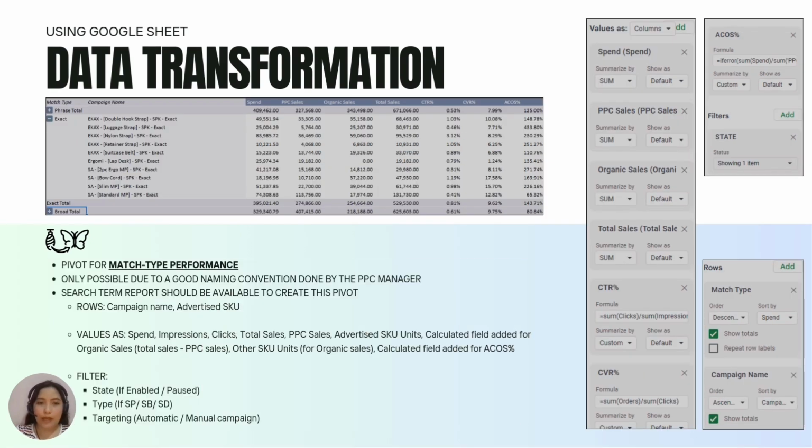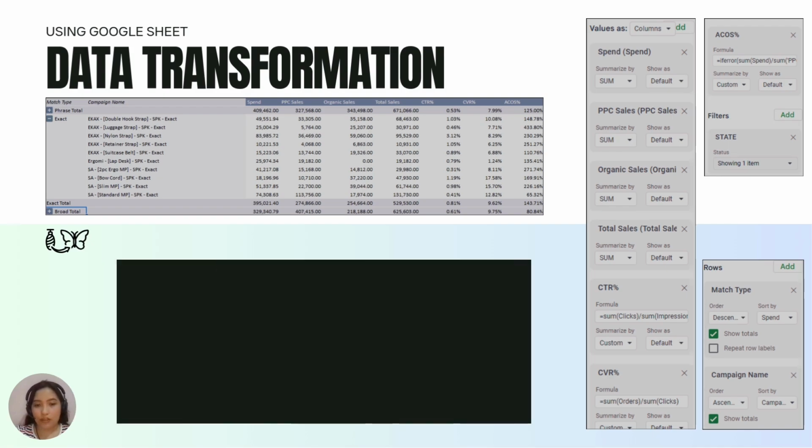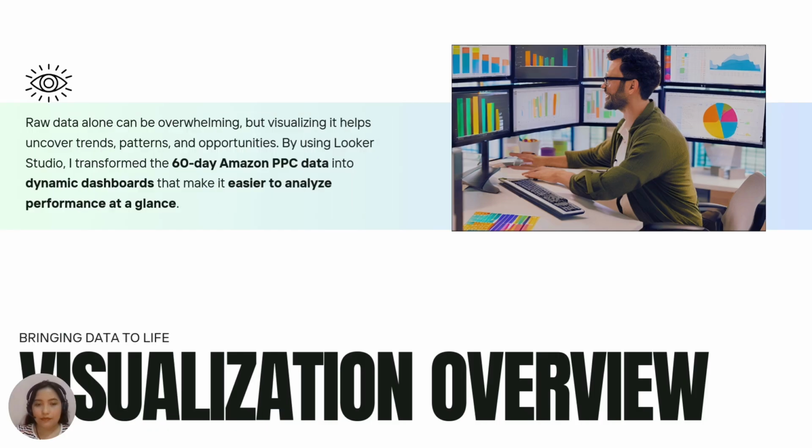Lastly, we have the match type performance pivot, which was only made possible due to the consistent naming convention by the PPC specialist who handled this Japanese marketplace account. In the future, for better accuracy, the search term report is needed to accurately determine the match type of each campaign.